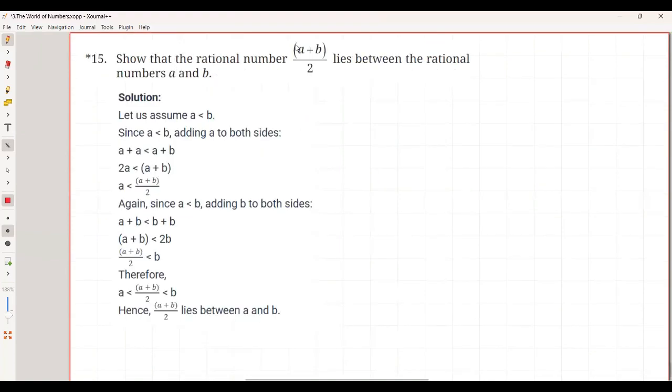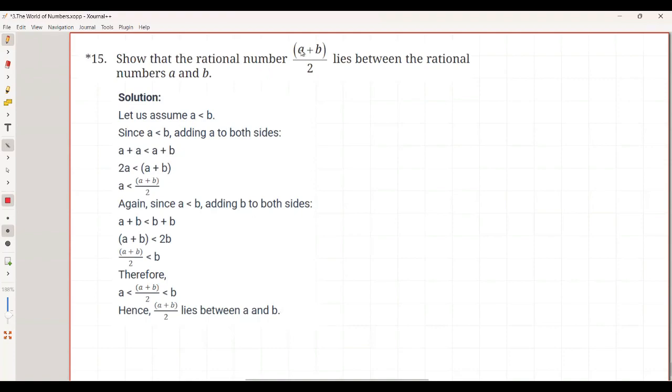Show that the rational number a plus b by 2 lies between the rational numbers a and b. I think you would have learned about this; I explained it in the beginning. For finding rational numbers between any two rational numbers, we have learned three methods. One is the average method: if a and b are given, we add a plus b and divide by 2. The second is making the LCM, making the denominators the same. The third is the decimal method. Now this is the average method, and that is what we are going to prove.